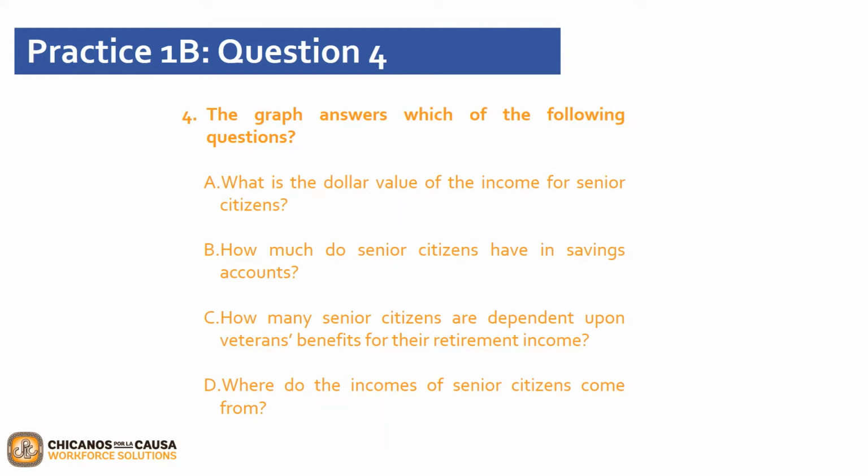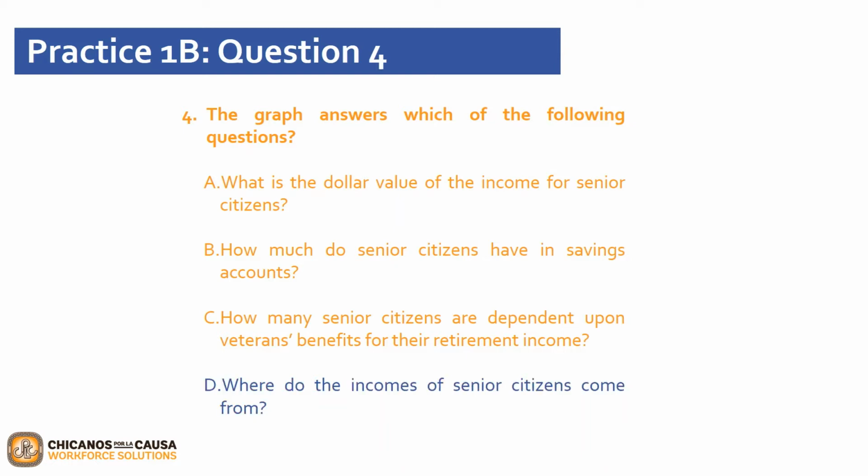The graph answers which of the following questions? Let's look at our options. A. What is the dollar value of the income for senior citizens? B. How much do senior citizens have in savings accounts? C. How many senior citizens are dependent upon veterans' benefits for their retirement income? Or D. Where do the incomes for senior citizens come from? If you chose D, you are correct.